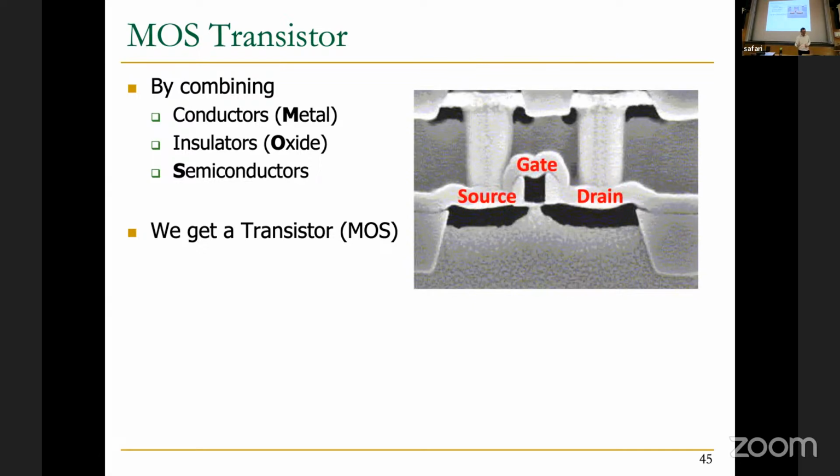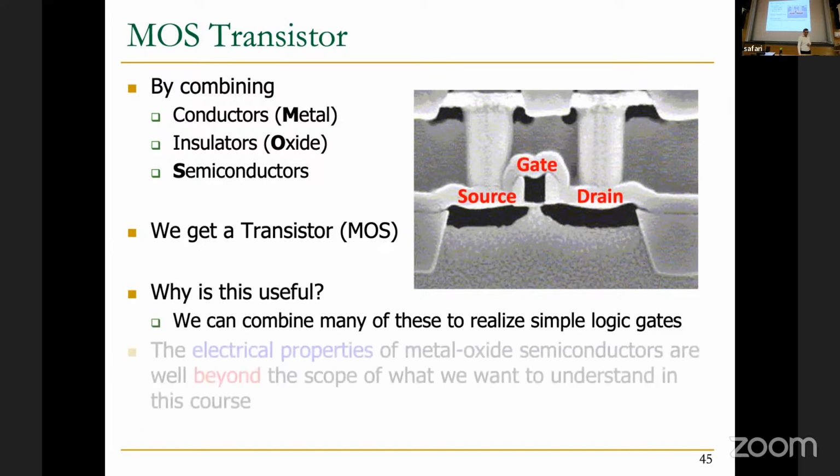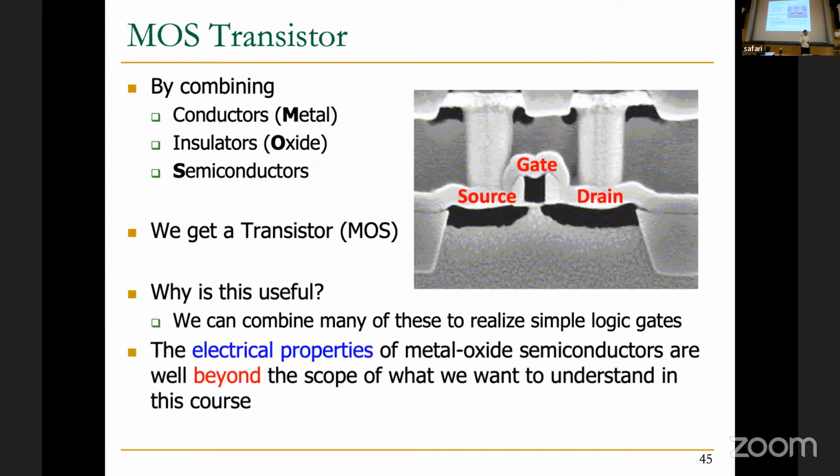And it has metal, insulator, and semiconductor in different parts of it. And your book has pictures also. So why is this useful? Basically, you can combine these to form logic gates, as we will see. And as I said, the electrical properties of these are beyond the scope of this course. I'm going to abstract this as a switch, essentially a switch that you can turn on and off. And that abstraction level is actually beautiful because if you use it, you don't need to understand what's going on underneath as much. In some cases, you will need to, as we will see soon also. But in general, you don't need to. So again, if you want to learn about that, take a microelectronics design course.